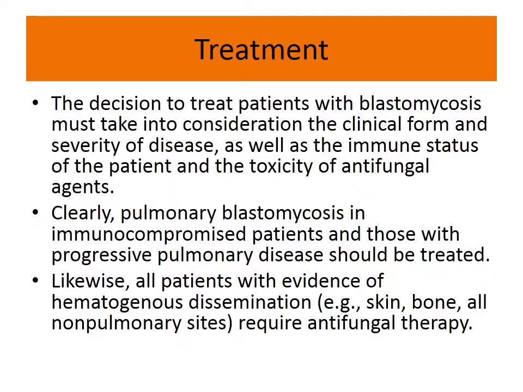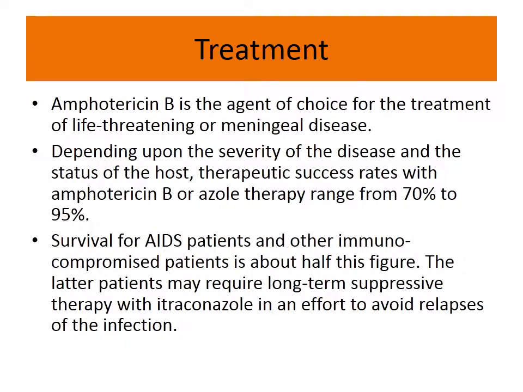So we will have a treatment, as we discussed earlier. The most important is amphotericin B. That's the agent of choice, and then again depends upon the other therapeutic success rate. We can either add azole therapy as well, and it's very common, especially in AIDS patients, that we put them on long-term suppressive therapy with itraconazole.